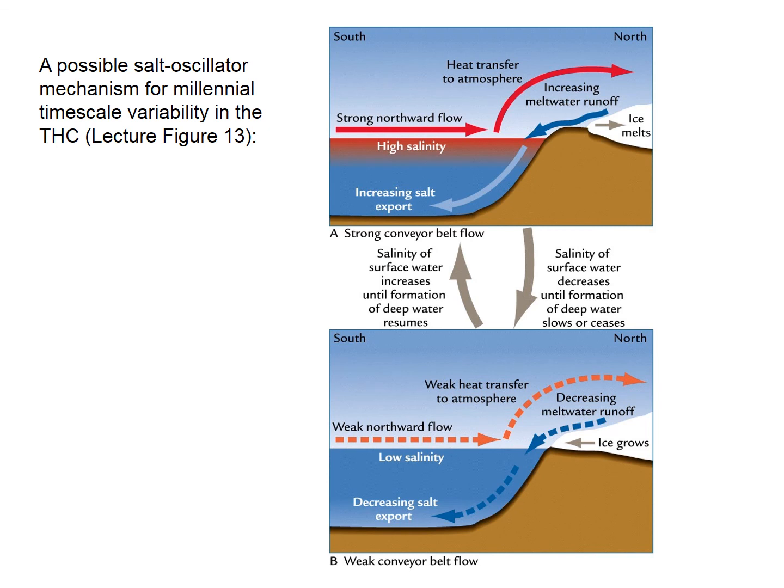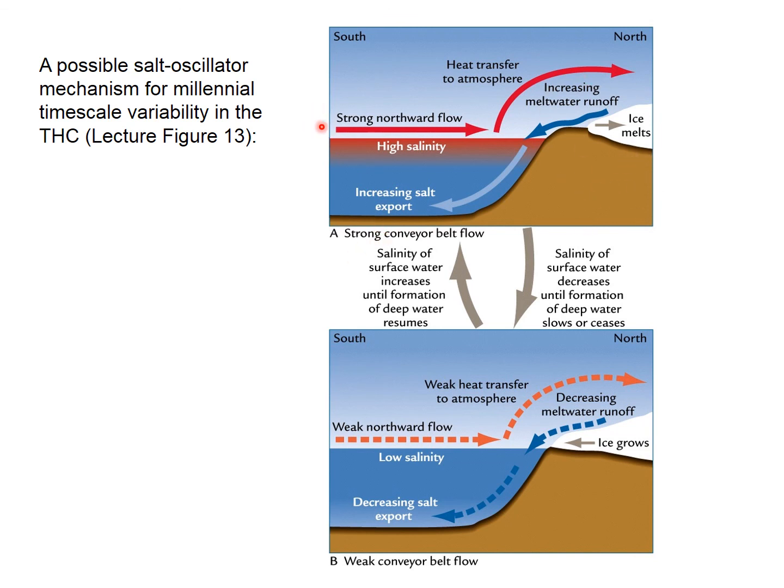Okay, so this is one of the possible mechanisms that have been hypothesized to cause this switching between these two states. We can just talk through how this works. These diagrams are cartoons. This is the North Atlantic, and this is Greenland, and this is a section through that in a cartoon way.